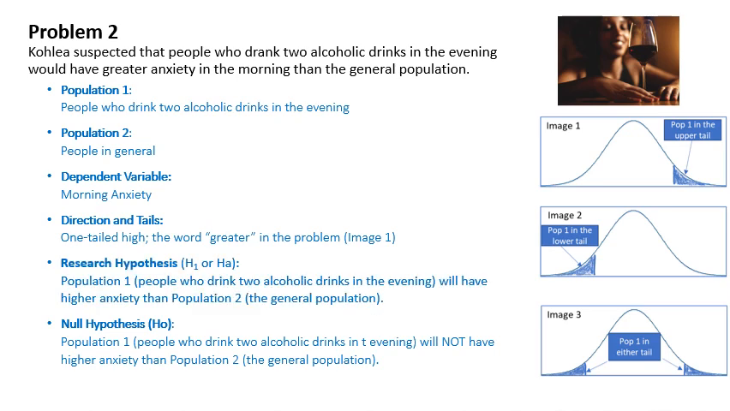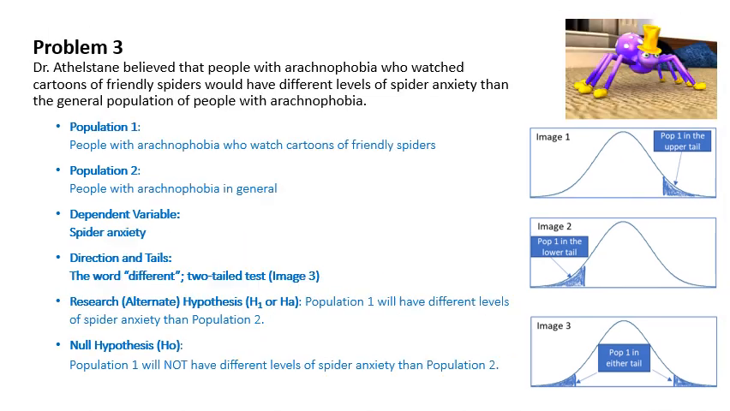And the research hypothesis, which we can shorten to read H1 or else HA, because sometimes we call it the alternate hypothesis, we would read population 1, which are these people who drink 2 alcoholic drinks in the evening, will have higher anxiety than population 2. And our null hypothesis, people who drink 2 alcoholic drinks in the evening will not have higher anxiety than population 2. So now we've parsed another problem.